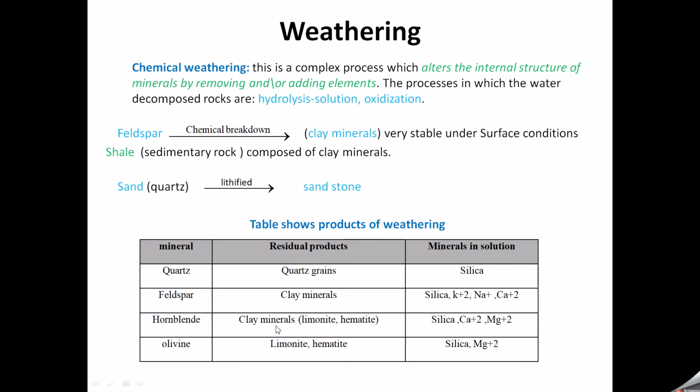Hornblende will form clay minerals if subjected to chemical weathering and give us limonite and hematite, plus the dissolution will include silica, calcium, and magnesium. Olivine will give us limonite, hematite, plus silica and magnesium in solution. So residual material, hard material, plus solution. This table is very important.